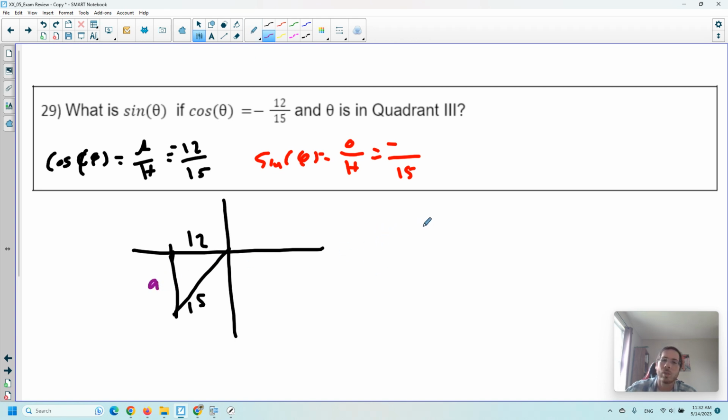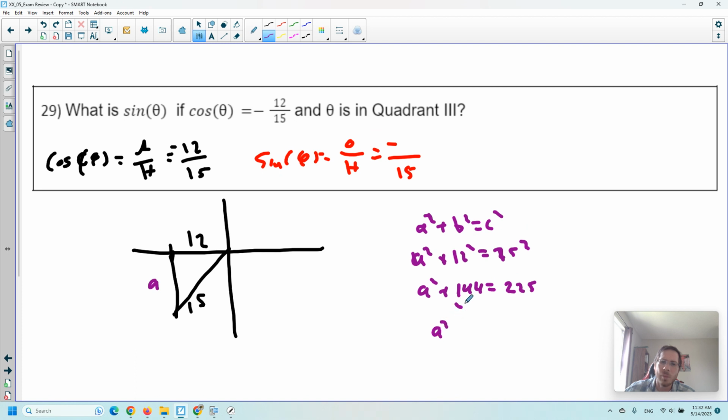We'll call that A. So A squared plus B squared equals C squared. A squared plus 12 squared equals 15 squared. A squared plus 144 equals 225, minus 144 both sides. So what are we getting here? 225 minus 144. Oh no, I don't need to subtract anything. 5 minus 4 is just 1. Good, that's what we want.